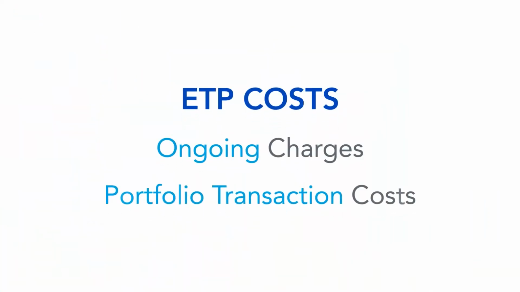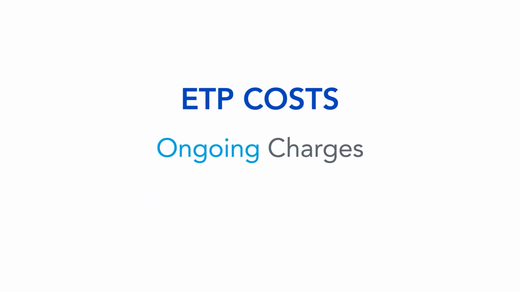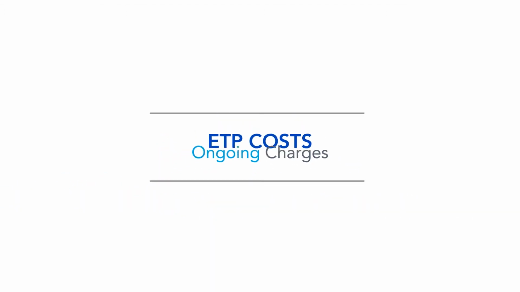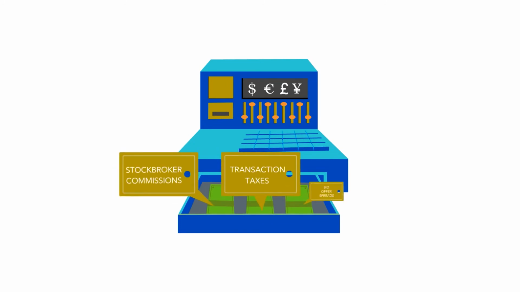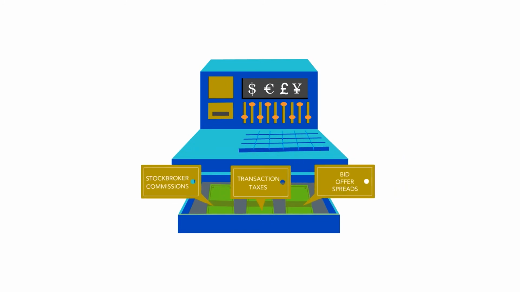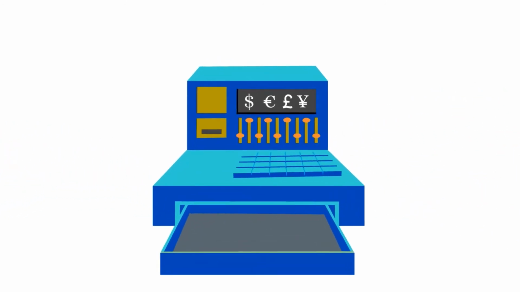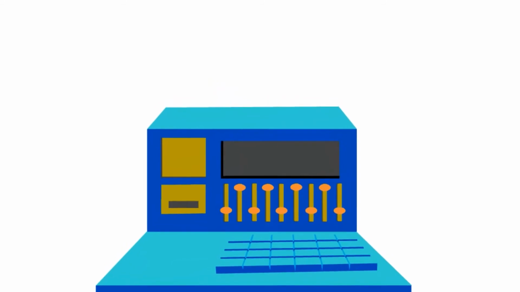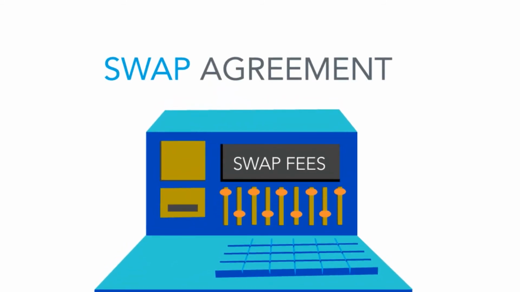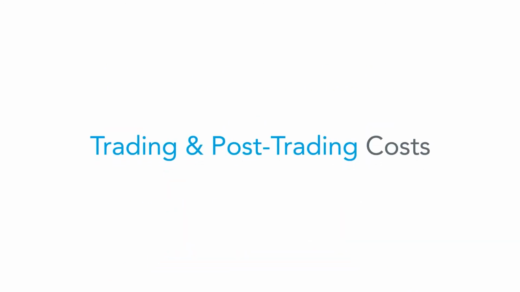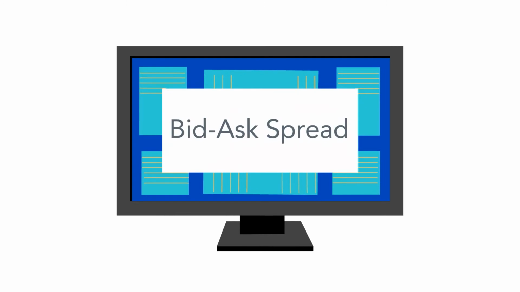Whilst ongoing costs are predictable, portfolio transaction costs are variable and thus not included in the ongoing charges figure. They can include commissions paid to stockbrokers, transaction taxes, and bid offer spreads incurred when buying and selling the underlying securities in an ETP. Additionally, ETP providers may also be subject to swap fees when tracking benchmarks synthetically via a swap agreement.